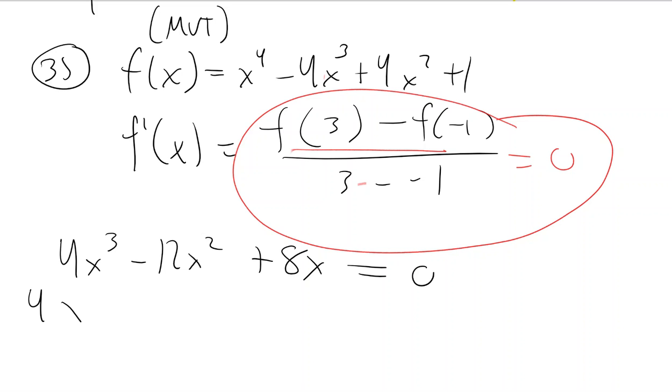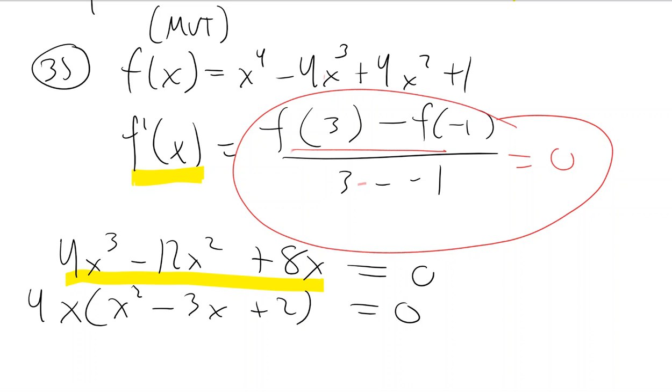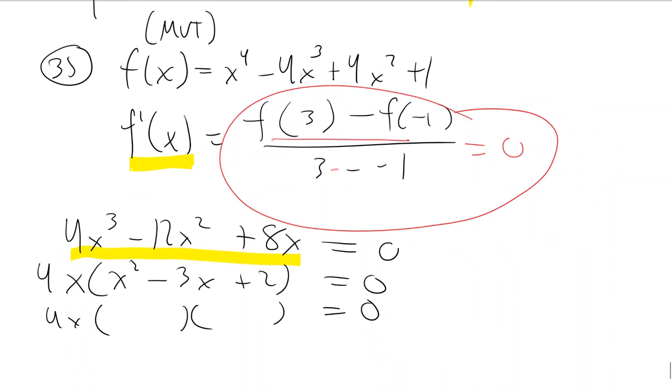Looks like we could factor out a 4 and an x. This is the derivative. This side of the equation's the derivative of f. So I just did the power rule to f. Okay, and then when we factor, just because you take out a GCF, factoring is usually only helpful if you factor it completely. So factor completely.